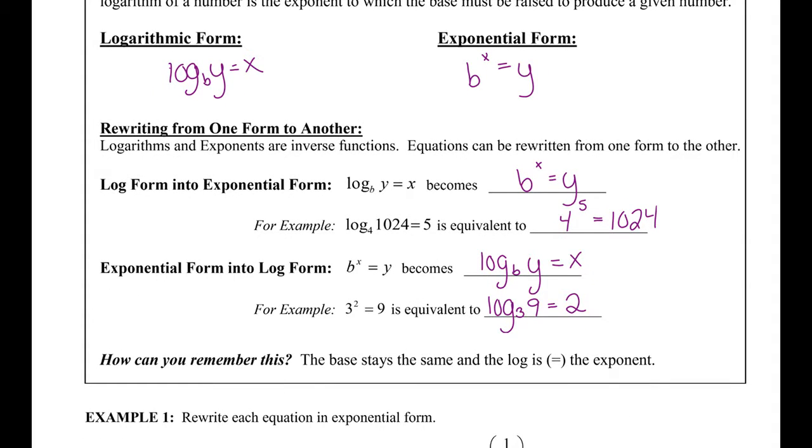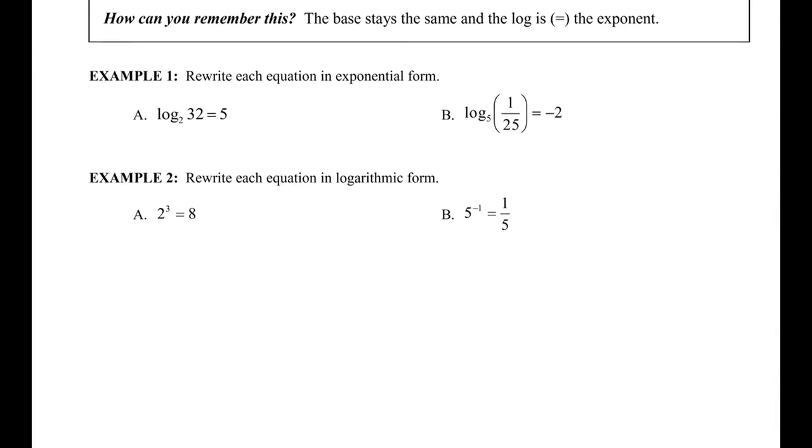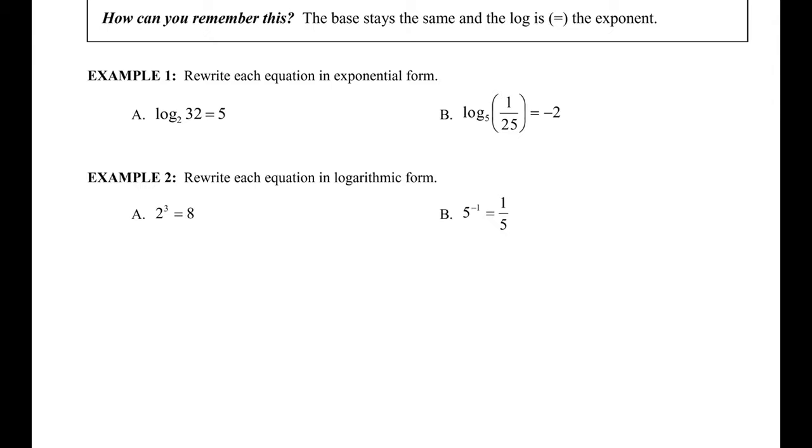We're going to move down and look at example 1, rewriting each equation in exponential form. So for 1a, we're going to do the same thing as we did before. I'm going to keep the base, which is 2, my y value, which is 32, and my x value, which is 5. And I have b to the x power equals y in exponential form. Please try and rewrite example b on your own.